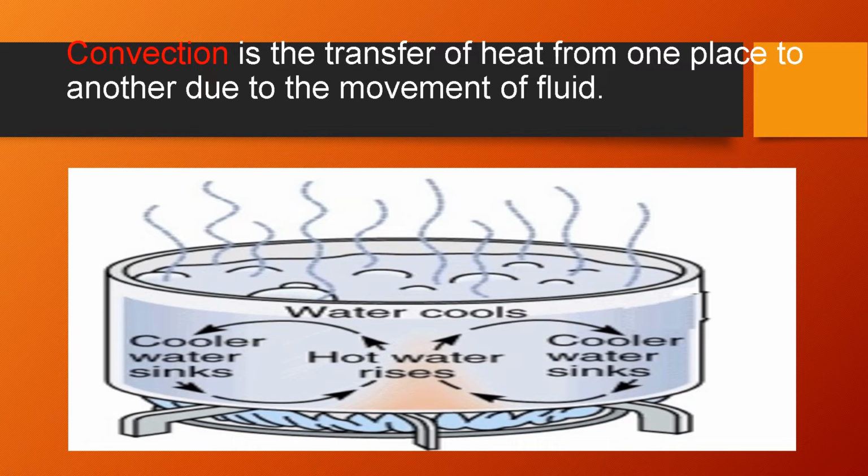And this convection current is very important in nature to create some natural events like rainfall, where the clouds are carried from the sea or ocean to the land and the rain falls, as well as the sea breeze and the land breeze, which occur because of the convection current.